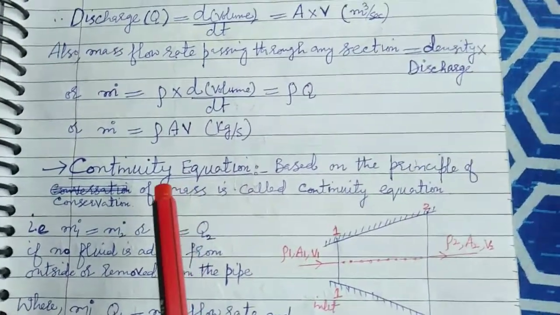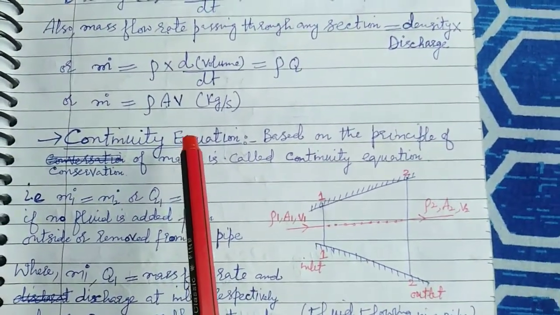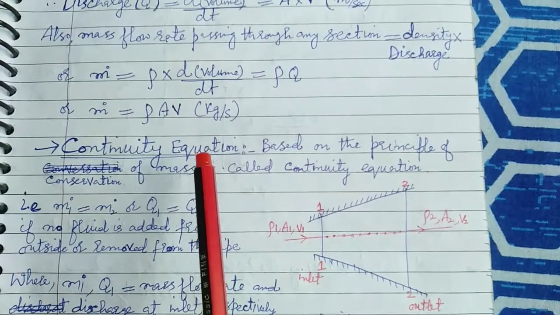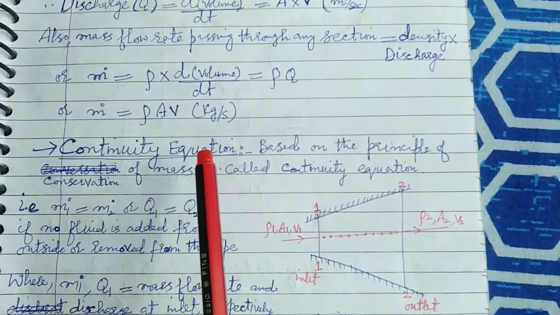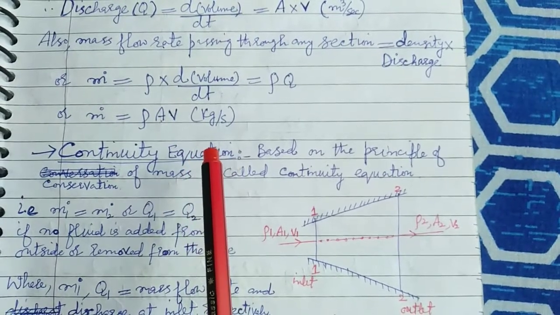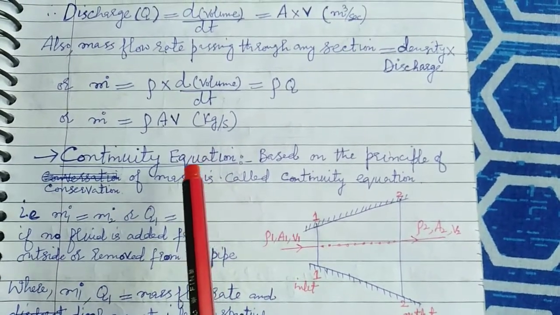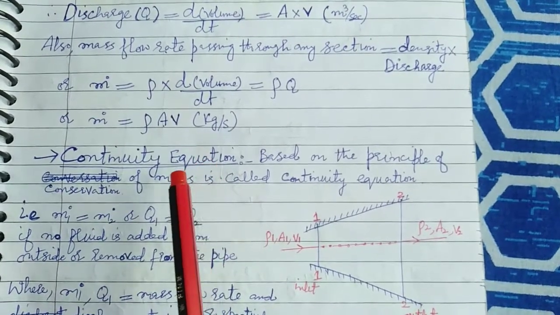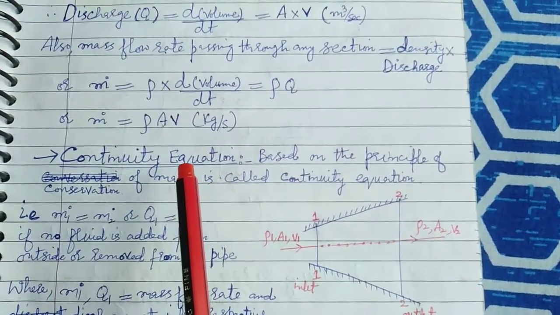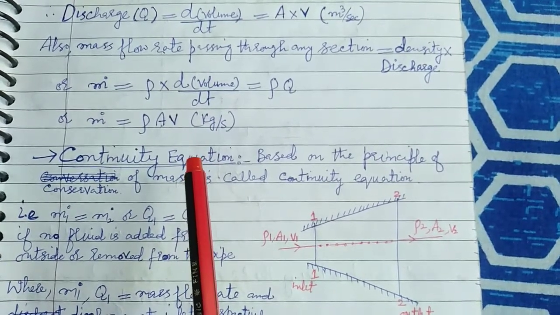So what is actually the continuity equation? Just like you know the conservation of energy: energy can neither be created nor destroyed, but changed from one form to another. But this holds true only when there is no external agency, that is no external work done and no external addition or subtraction of energy, then the conservation of energy is true.